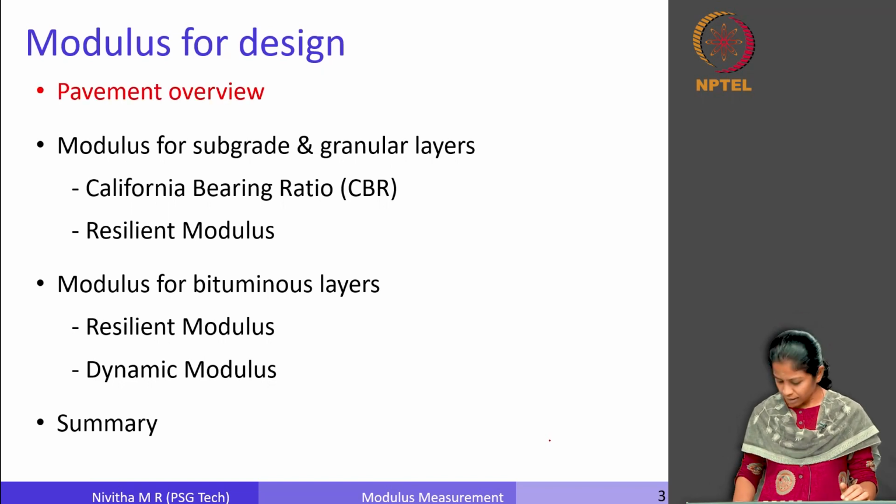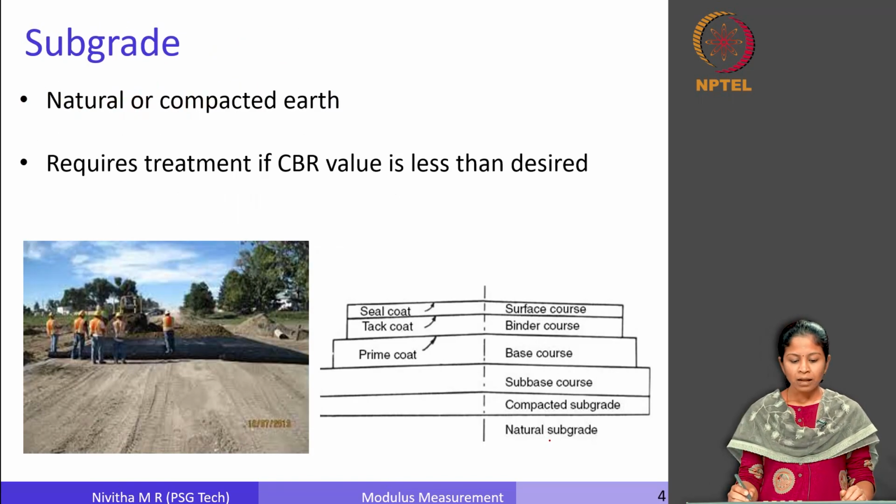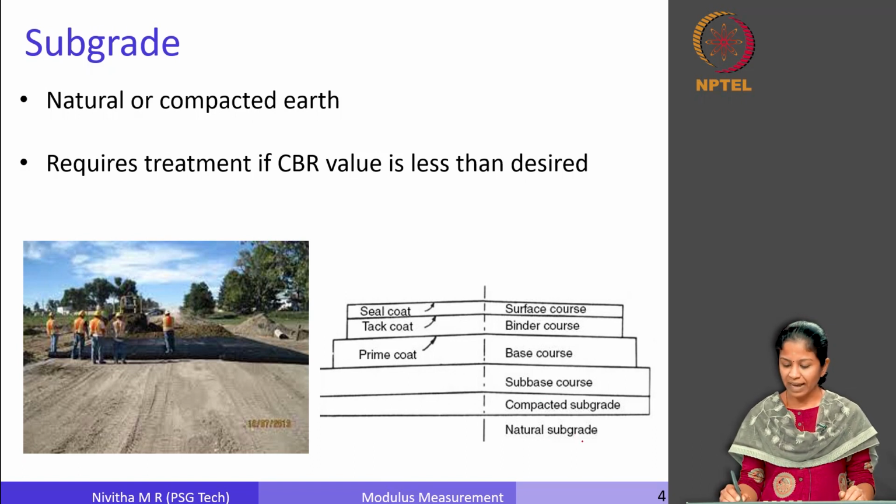So to start with, the pavement overview. There are a number of layers in a pavement that you are familiar with. We have a natural subgrade. In some cases the subgrade would be compacted, or it could be treated also to improve the CBR value if it is lower than the required design value. We have a sub-base course, a base course, a binder course and a surface course. So, this you are familiar with.